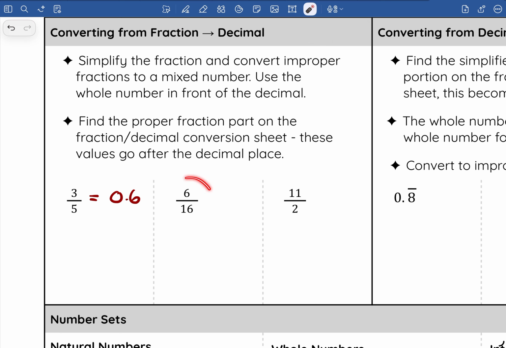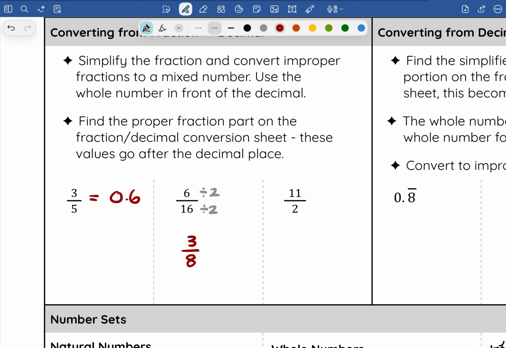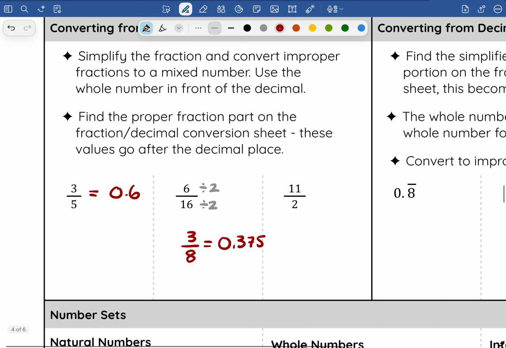What could we simplify this fraction by? 2, exactly. So we can divide by 2, which means that the fraction that we're actually looking for is 3/8. And that one is on our decimal conversion sheet. So we can look at that, and it ends up giving us 0.375. Those ones aren't so bad.